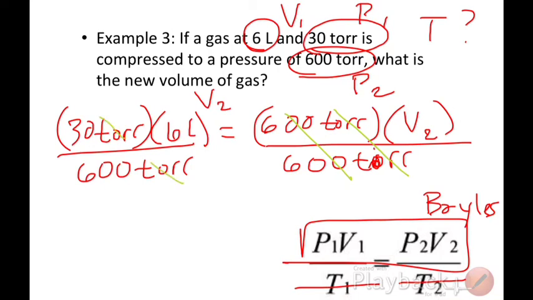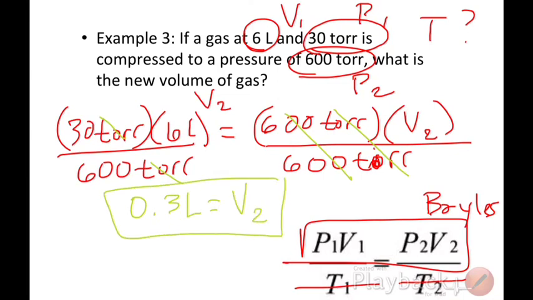Cancel torrs over here. So now we have 30 times 6 divided by 600. 30 times 6 is 180, divided by 600. 0.3 liters is our volume 2. And this lesson is done.